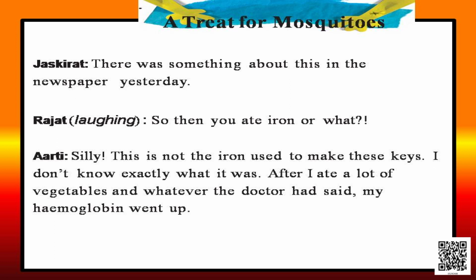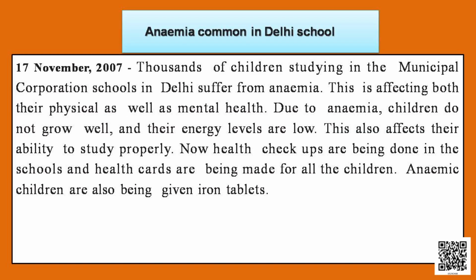Aarti says, silly, this is not the iron used to make these keys. I don't know exactly what it was. After I ate a lot of vegetables and whatever the doctor had said, my hemoglobin went up. So, Aarti had to eat a lot of jaggery, amla and so many green leafy vegetables which are rich in the iron content. Now there is a news clipping which is related to anemia, which Jaskirat was talking about.